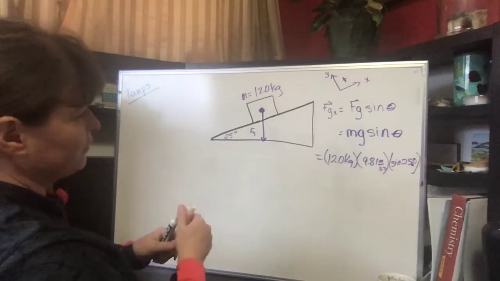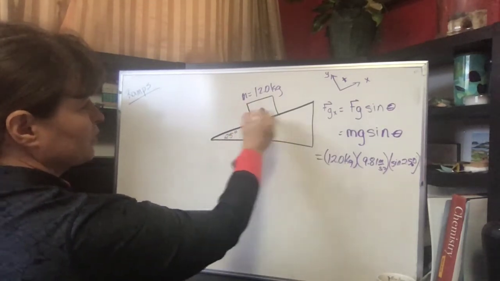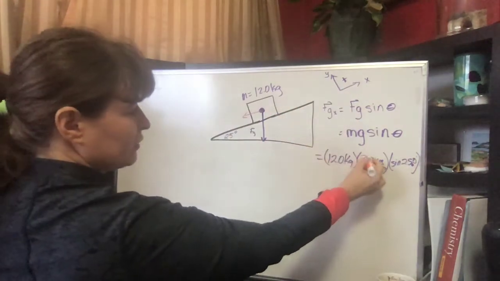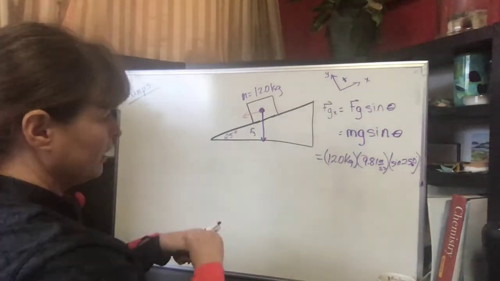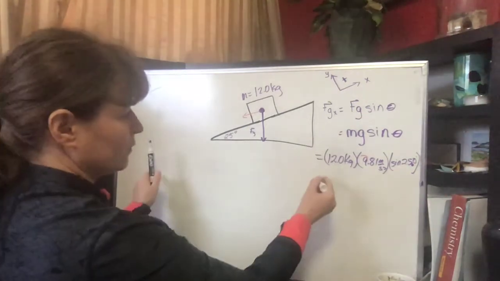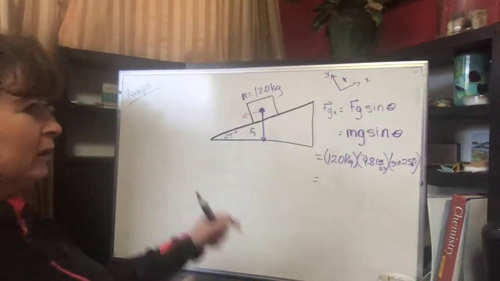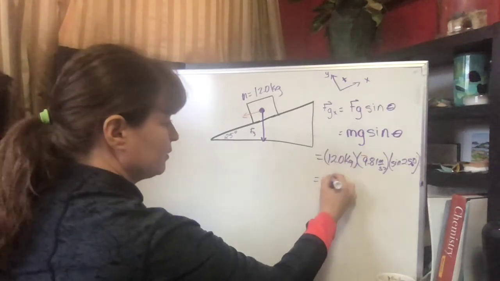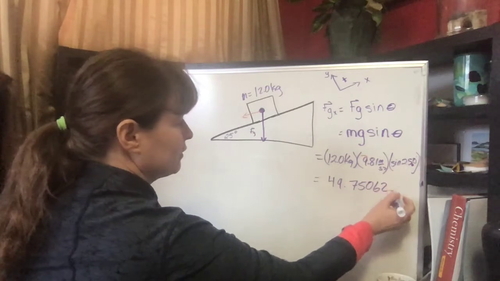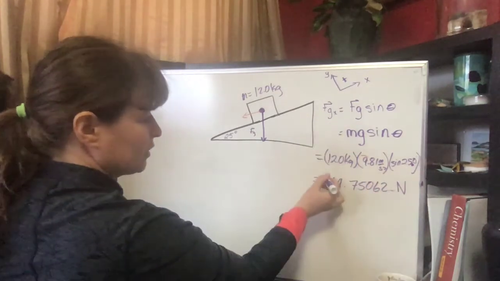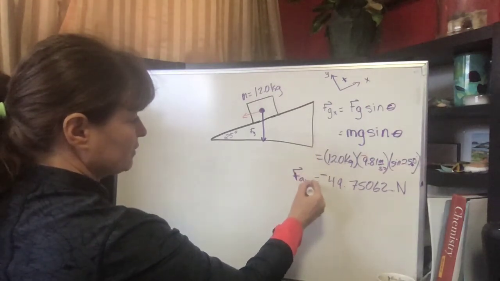And the direction of our x component, okay, the direction of our x will be downslope, which according to our convention is negative. Usually we put that on the negative 9.81. And we do our math. Calculator interlude. And we get 49.75062, yada yada yada newtons, direction down the slope. Okay? So that would be our Fg of x.